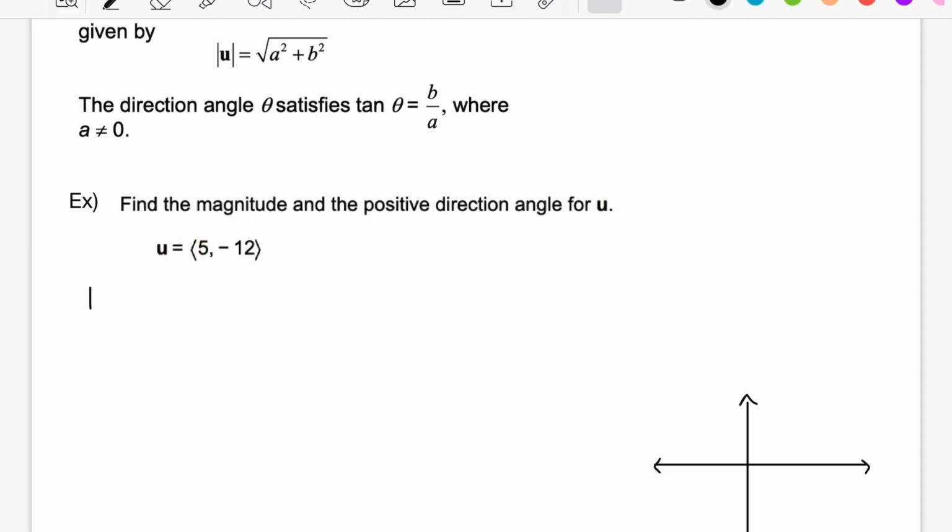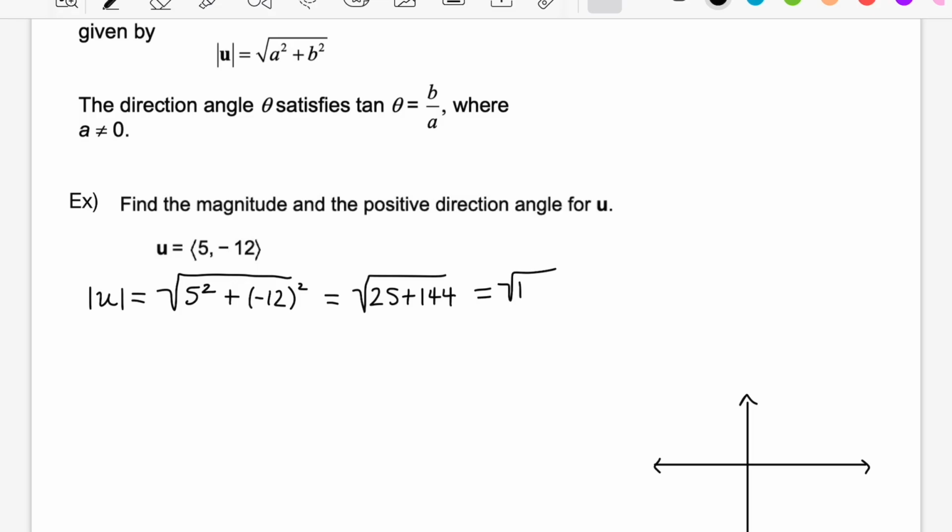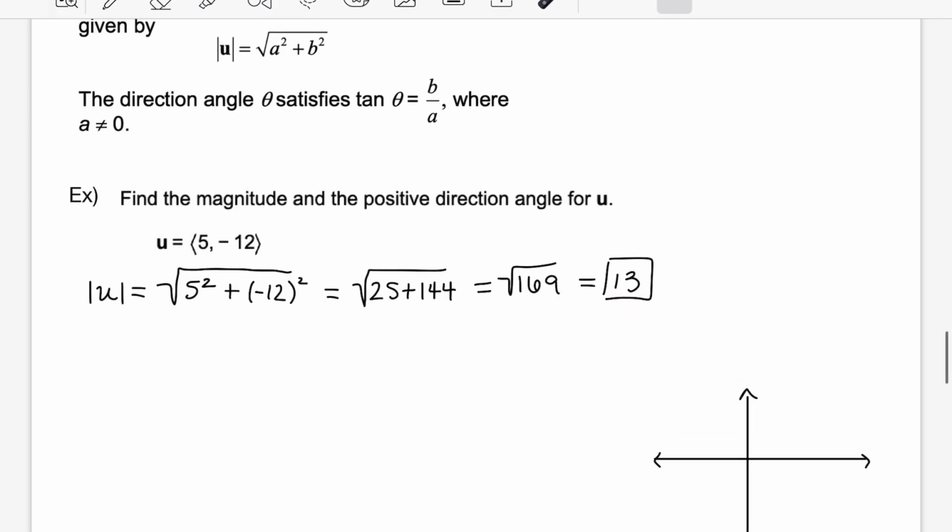For this example, finding the magnitude, we'll just plug this into the formula up here. So this will be the square root of 5 squared plus negative 12 squared. This ends up being the square root of 25 plus 144, which is going to be the square root of 169, which will be 13. So the magnitude of this vector is going to be 13. Now we know the direction angle satisfies this here. So this tells us that tangent of our direction angle is going to be equal to negative 12 over 5.